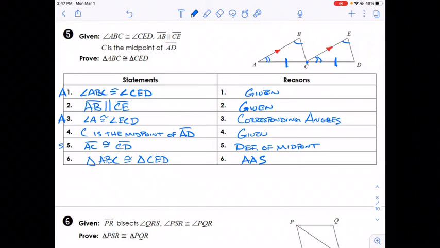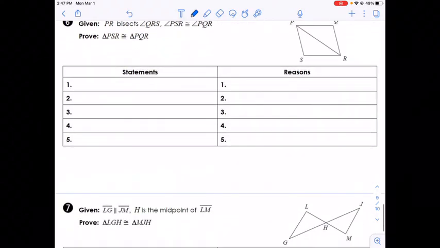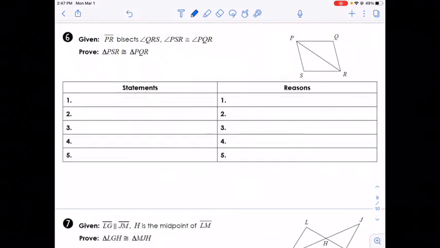You may want to write the parallel line and then do the midpoint. Either way is fine, as long as you keep your information straight. And it's your last statement or reason, or what you're trying to prove. Okay? All right, so let's look at number 5, or 6 here.